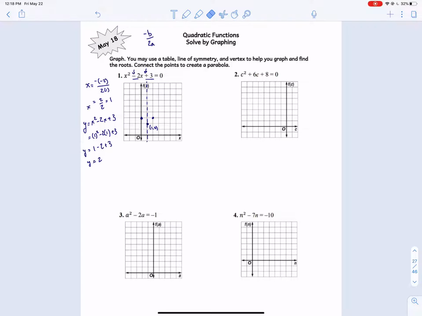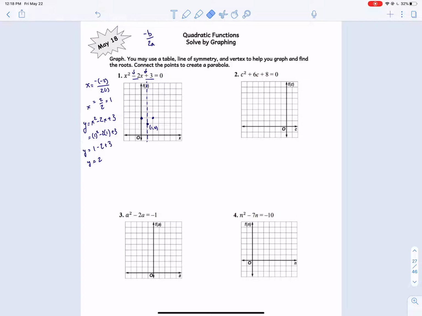And to get more points then, since we don't have the roots, we will need a table. So I would like to see at least 2 more points, or at least 1, and then we could find the other one using the line of symmetry. So we've already done x equals 0, x equals 1, x equals 2. So let's try x equals 3.